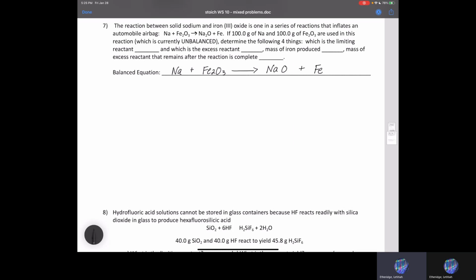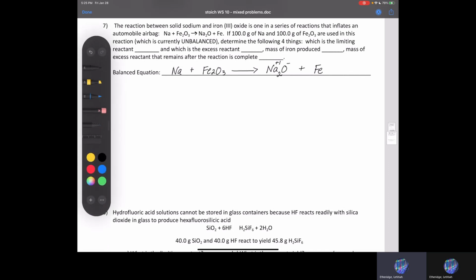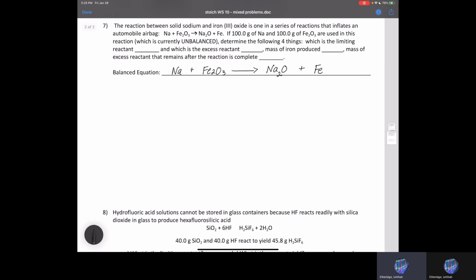The first thing you need to do is make sure that all your formulas are correct. So sodium is not part of the Magnificent Seven, so we're good there. Iron 3 oxide, the formula is written correctly. Now, sodium oxide, it gives it to you up top, but I want to show you where they got it from. So sodium has a charge of +1, oxygen has a charge of -2. You need to cross your numbers, and that's how they get Na2O. And then, of course, you have iron, and iron is not part of the Magnificent Seven, so we are good on that front.